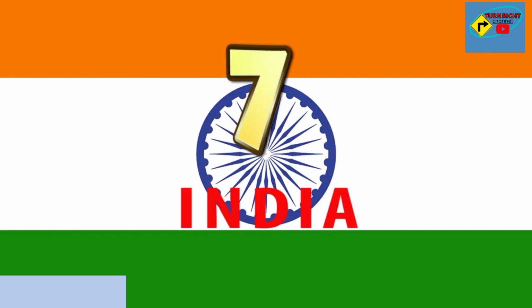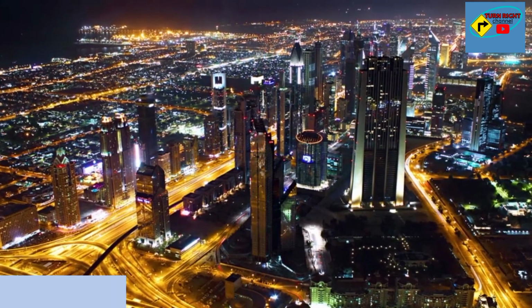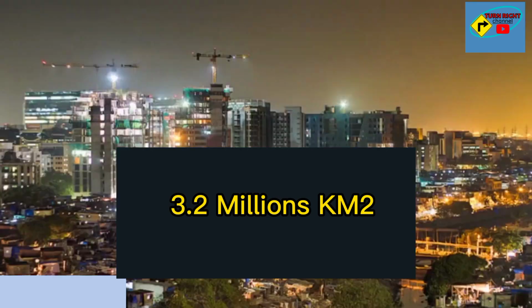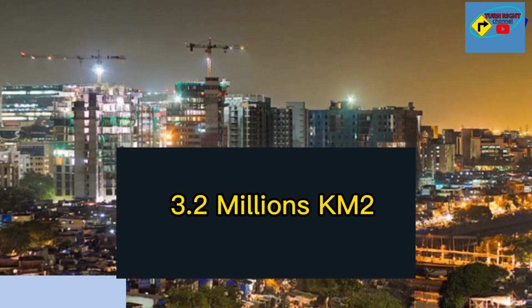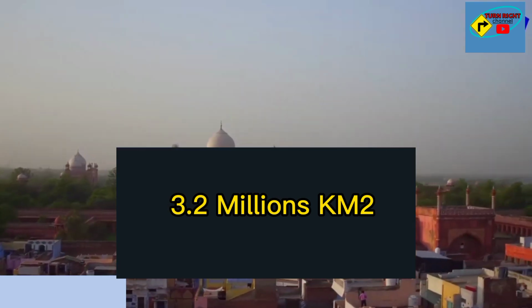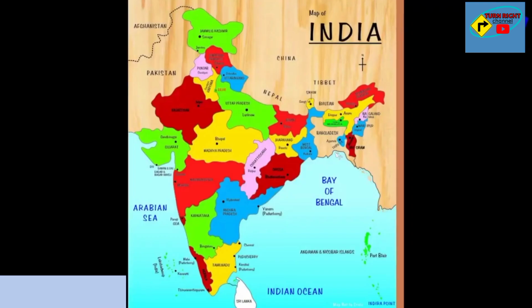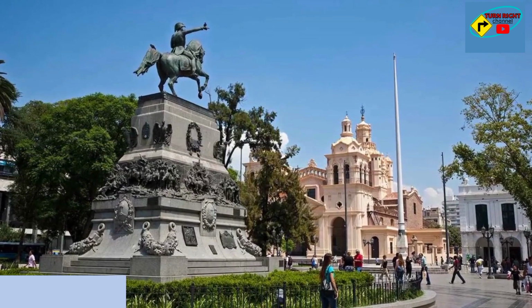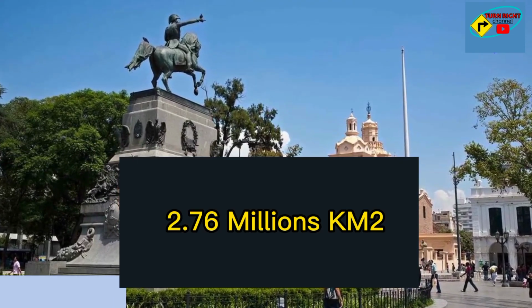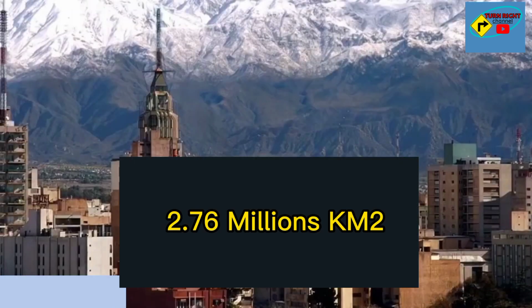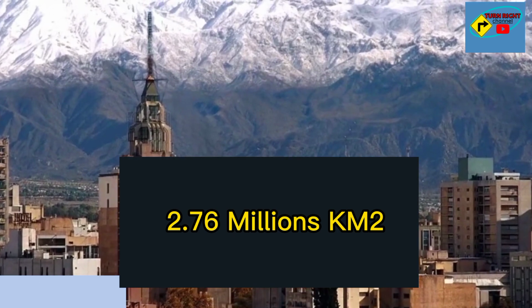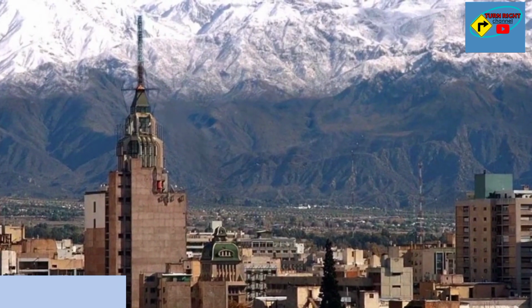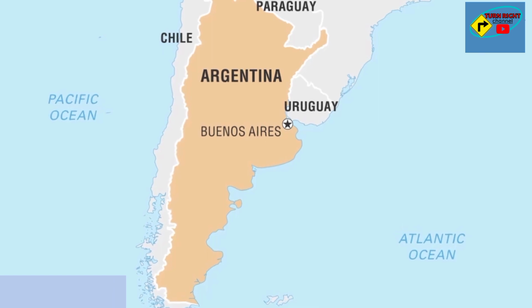7. India. India has an area of 3.2 million kilometers square. The country is located on the Asian continent. 8. Argentina. Argentina has an area of 2.76 million kilometers square. The country is located on the South American continent.